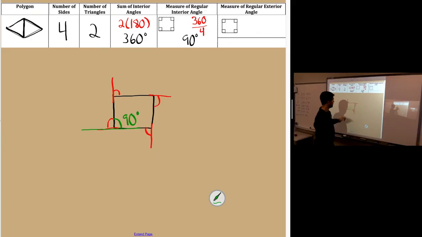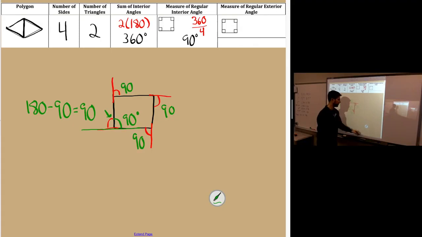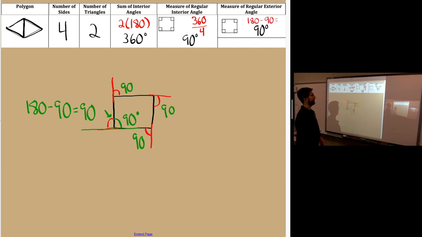So 180 minus my 90 is going to be equal to 90. Therefore, this right here, and right here, those four are all 90 degrees. So all we did was take 180 minus our 90 to give us our 90. And then we noticed that there are four exterior angles, and all of them are 90 degrees. Therefore, 4 times 90 gives us 360 degrees.